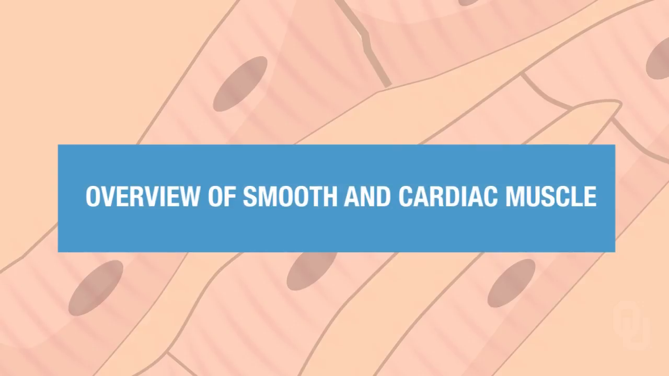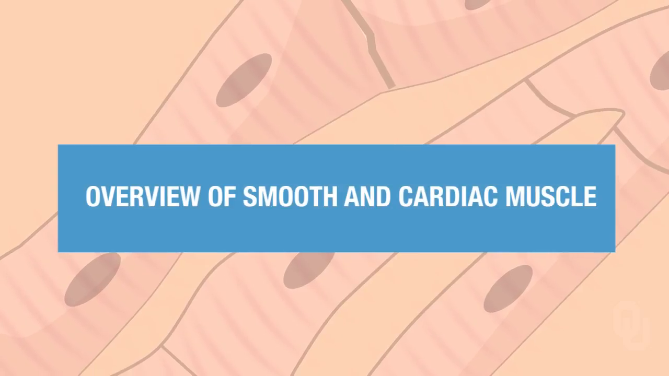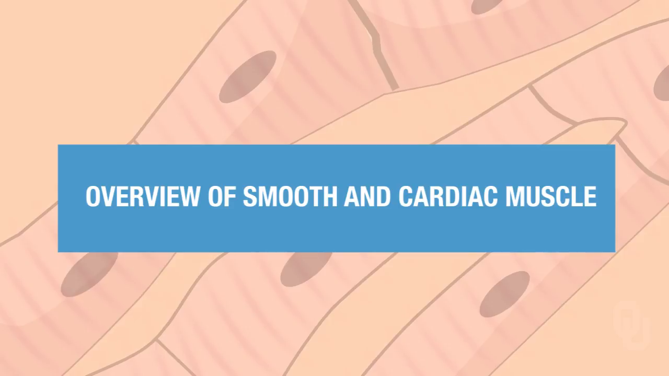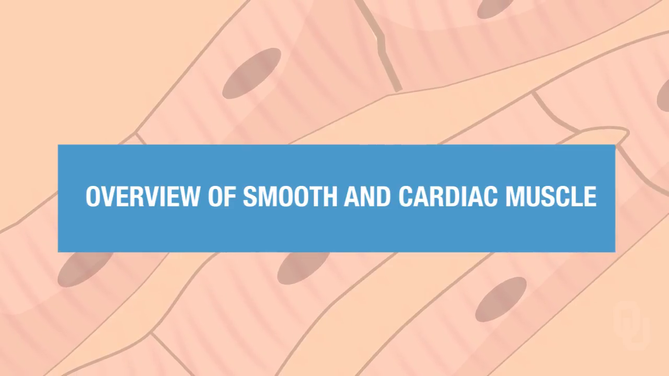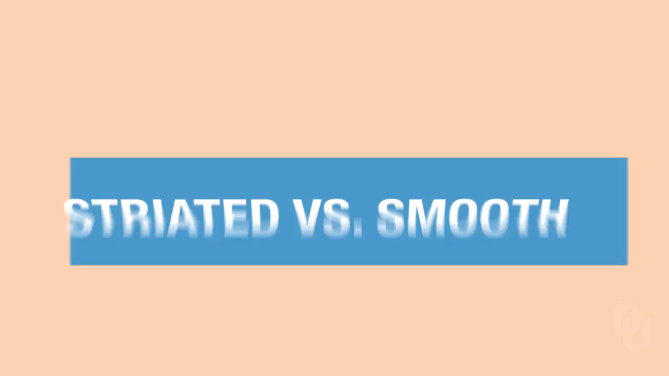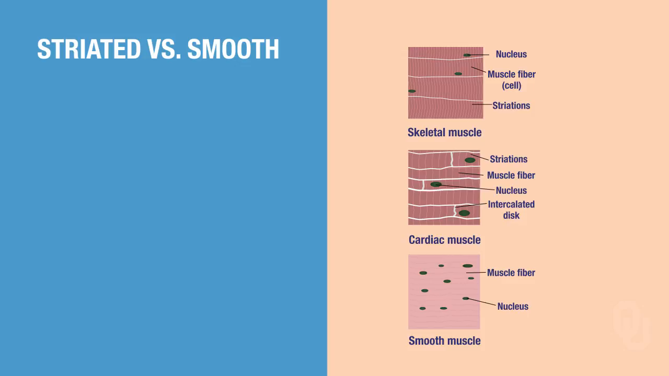The purpose of this video is to provide an overview of the items that you will need to be able to compare and contrast for smooth and cardiac muscle. Let's begin with what is called striated muscle versus smooth muscle.